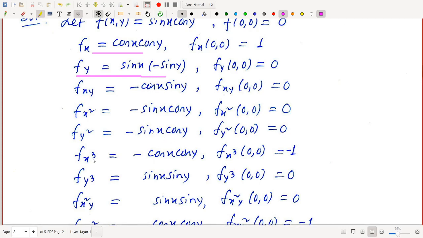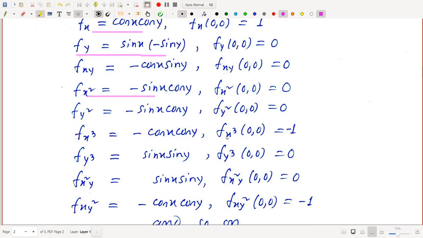Then we calculate third order partial derivatives. f suffix x cube means we differentiate the second order derivative f_xx with respect to x again, and we shall get f_xxx. So sin x's derivative is cos x, but y will be constant this time, so minus cos x cos y, and cos 0 is 1, so this third order partial derivative with respect to x at the point (0, 0) is minus 1. Then f suffix y cube means we differentiate the second order derivative f_yy again with respect to y. The cos y derivative is minus sin y, so this minus will go, it will be sin x sin y, and at (0, 0) sin 0 is 0, so again it is 0.